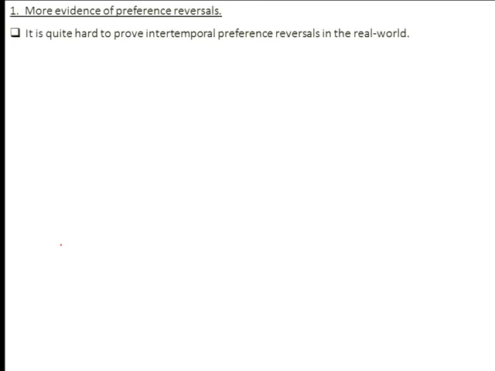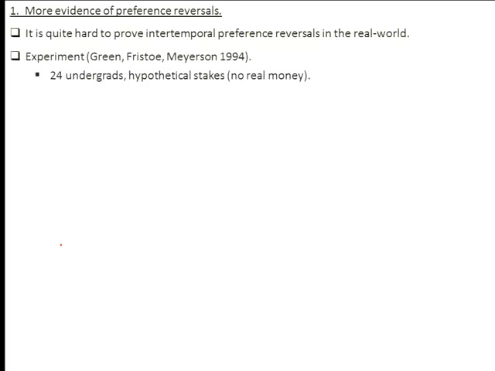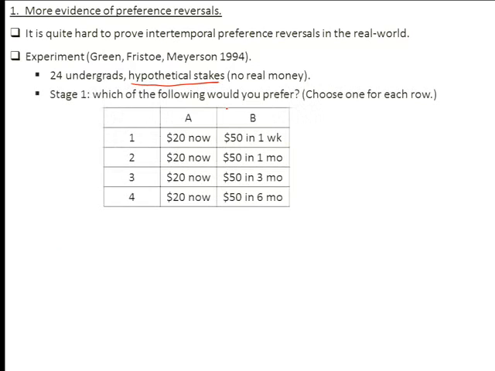Okay. It's quite hard to prove intertemporal preference reversals in the real world. It turns out that there's still a lot to be done in the area of actually proving, either experimentally or using some kind of observational data, that people are engaged in preference reversals. Here's a lab experiment. Again, this is hypothetical stakes, and economists really like it when there's real money on the line, but such as it is. So we had 24 undergraduates, and they were faced with the following somewhat complicated set of choices. And actually, if you read the paper, you'll see that it was much more complicated than this.